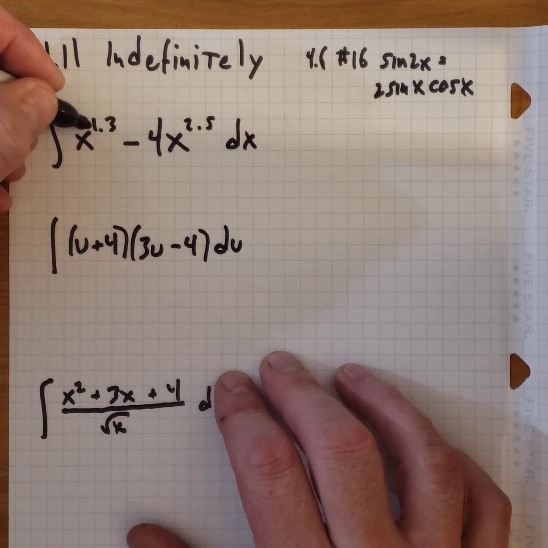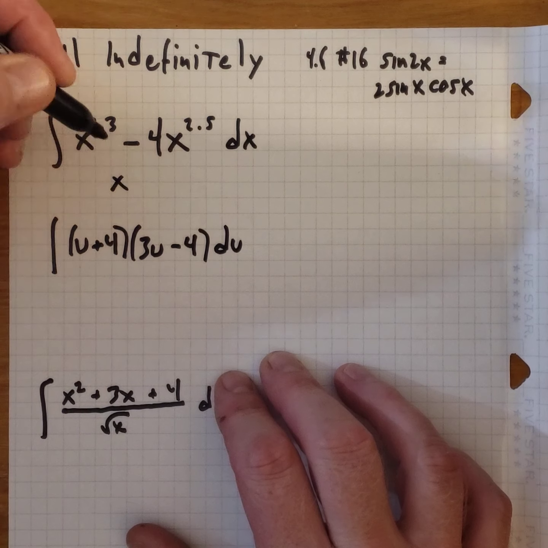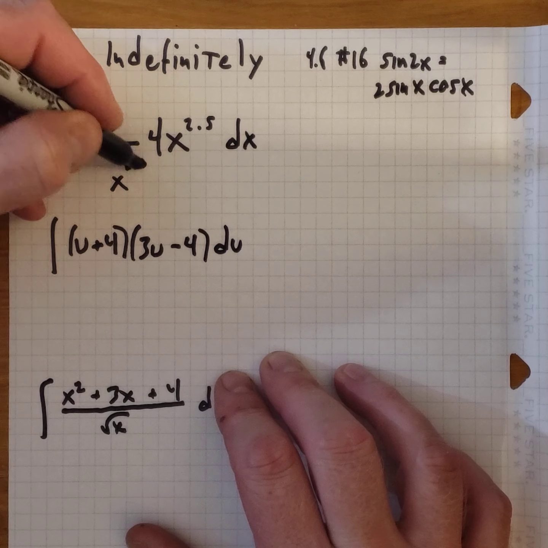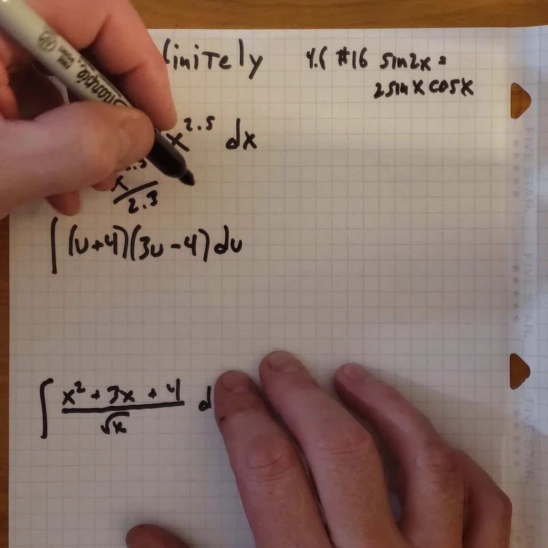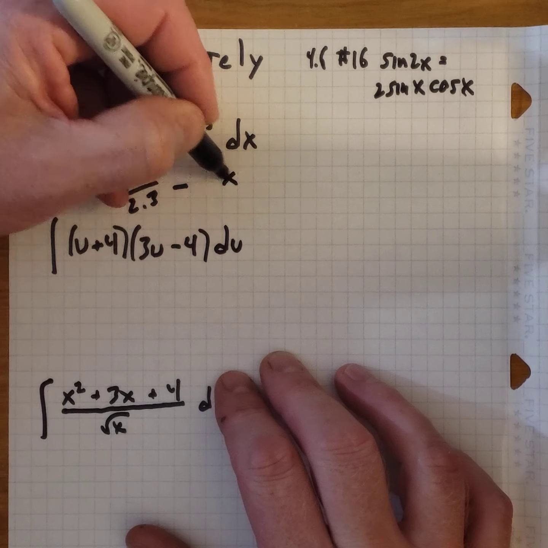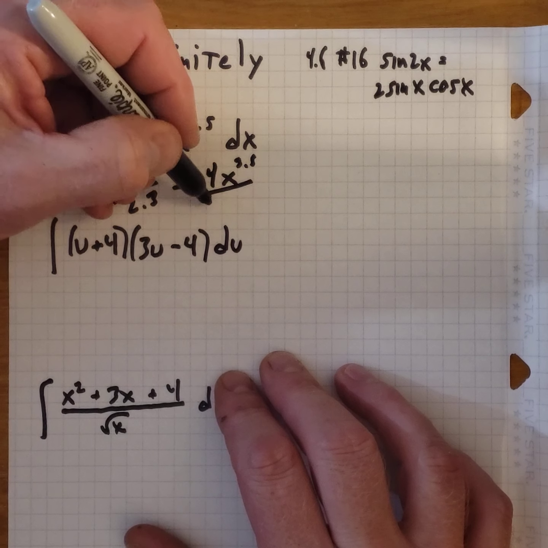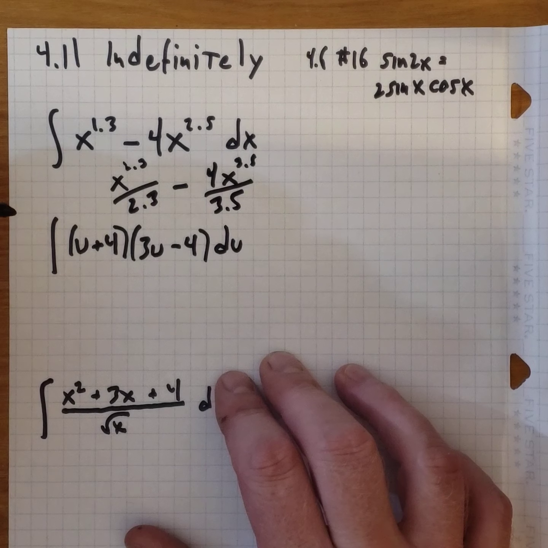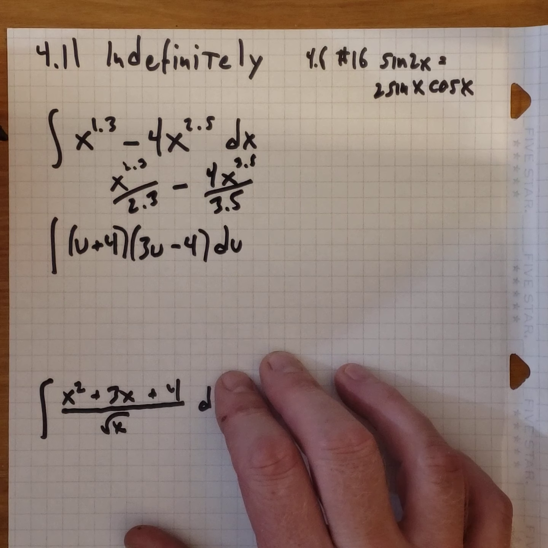If we've got a letter to a power, we know how to deal with it. Increase the power by 1. So we've got x to the 2.3. And then divide by the new power. Same thing here. The 2.5 plus 1 would be 3.5. And then we're going to divide by the new power. I apologize for the lack of readability of some of these.